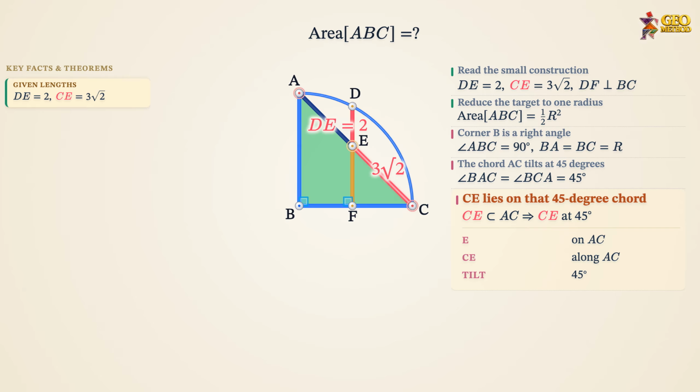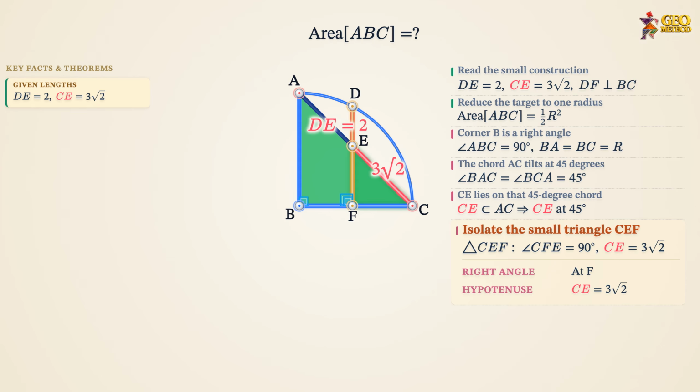Point E sits on the chord AC, so the slanted segment CE lies right along that same 45-degree line. This is the fact that turns the little triangle into a special one. Now focus on the small triangle CEF. Its corner at F is a right angle, because segment DF is perpendicular to the side BC. Its slanted side CE of length 3√2 is the hypotenuse.